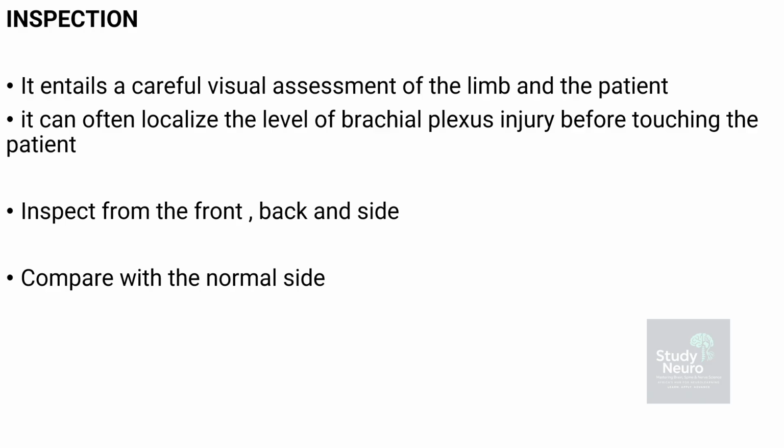Inspection is the first step in examining a patient with a brachial plexus injury. It involves carefully observing the affected limb and the patient as a whole, even before any hands-on assessment. Often, just by looking, you can get valuable clues about the level and extent of the injury. Make sure to view the limb from multiple angles, front, back, and side, and always compare it to the unaffected side to spot subtle differences. A thorough visual assessment sets the foundation for the rest of the examination.